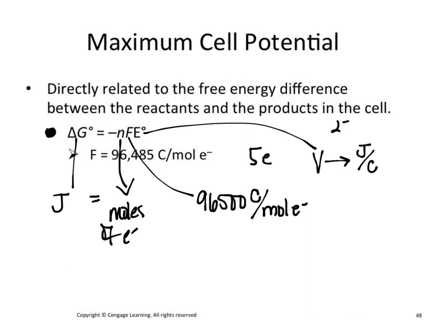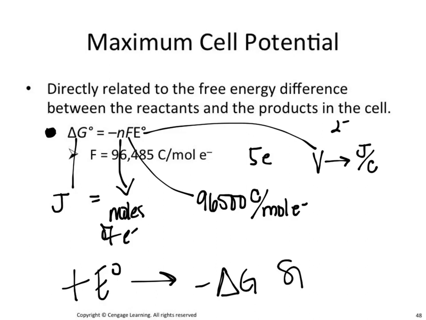Okay, so if we have our cell potential, what has to be true to be spontaneous? Positive, right? So a positive E is going to give me what when we plug that in here? What's it going to do to my G? It'll give me a negative, and if we have a negative G, then that means it is spontaneous.